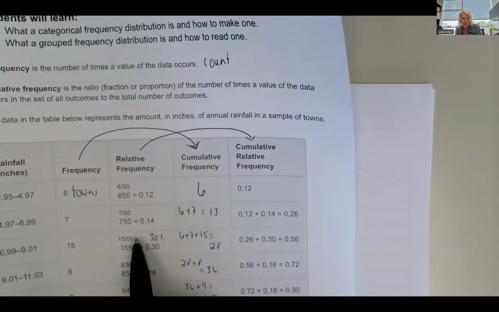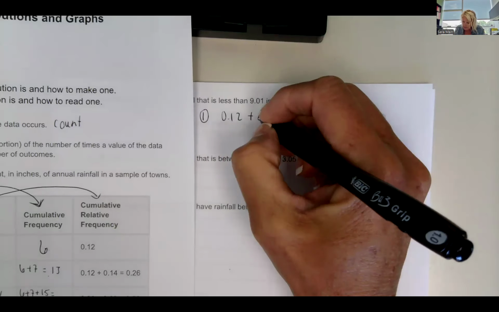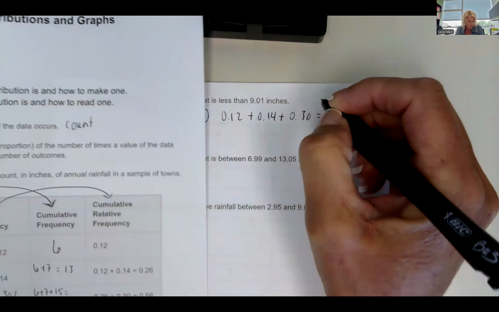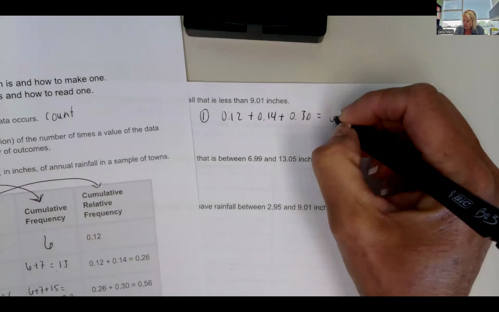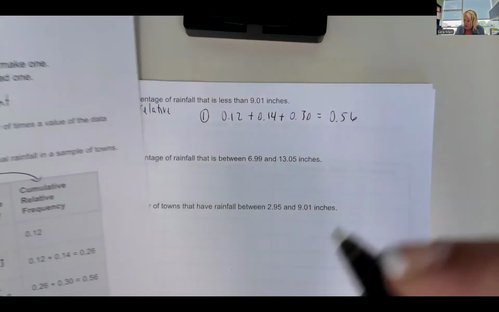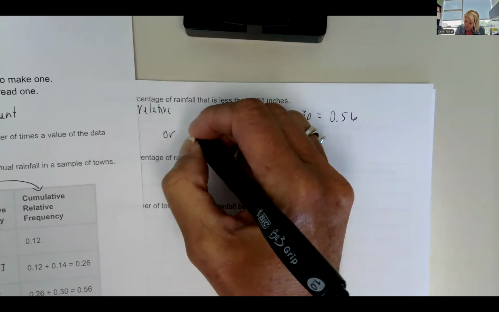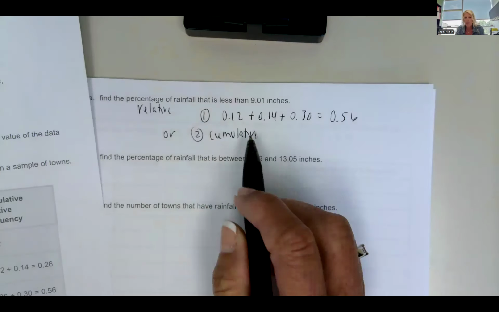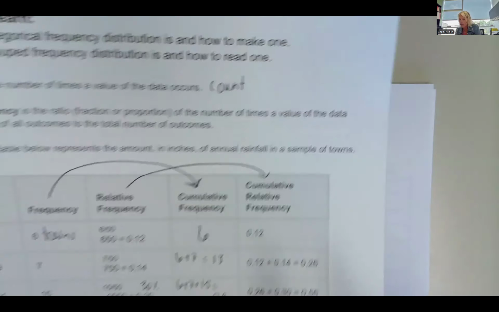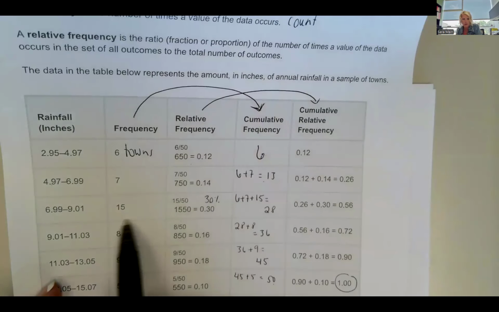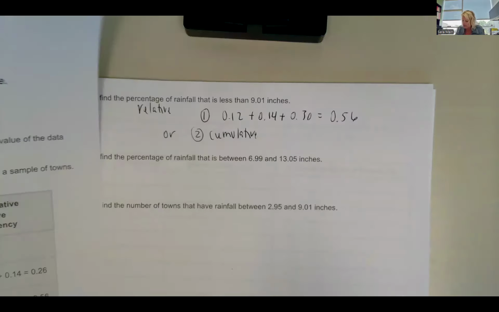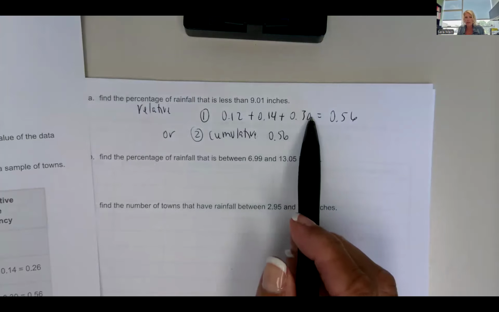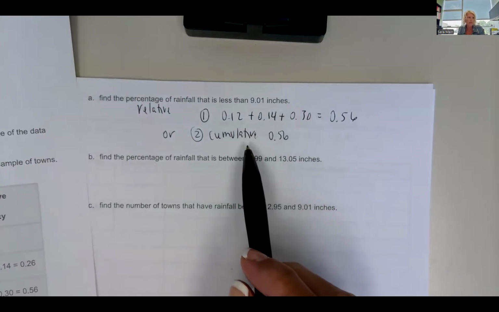So I could add up 0.12, 0.14, and 0.30 to get 0.56. Or I could just look at the cumulative, because I'm looking at everything below 9.01, which is essentially the cumulative. So I could just go straight to the cumulative, which is 0.56. When you're adding up many categories, the cumulative is helpful because you just have to go to one.